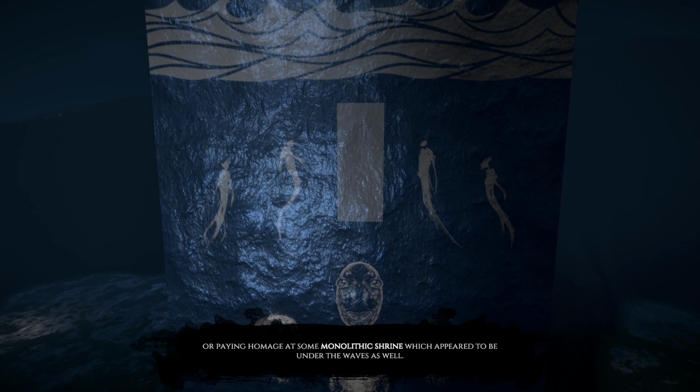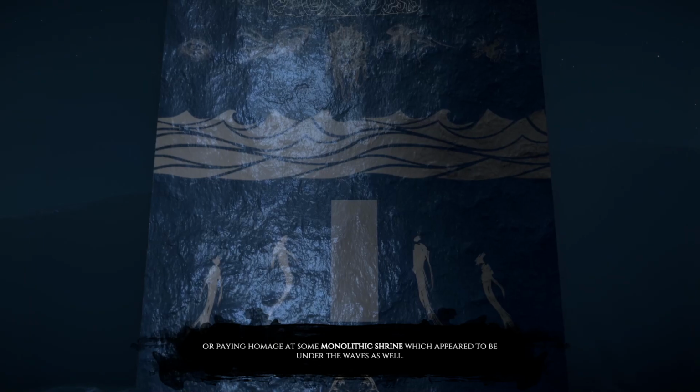Or paying homage at some monolithic shrine which appeared to be under the waves as well.